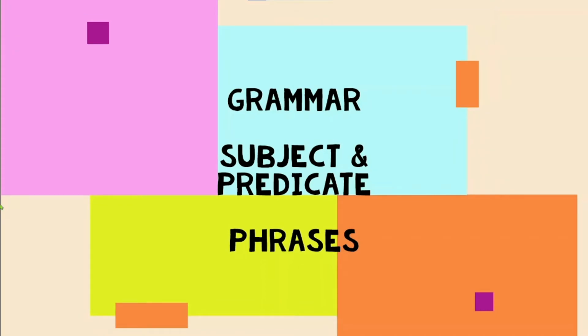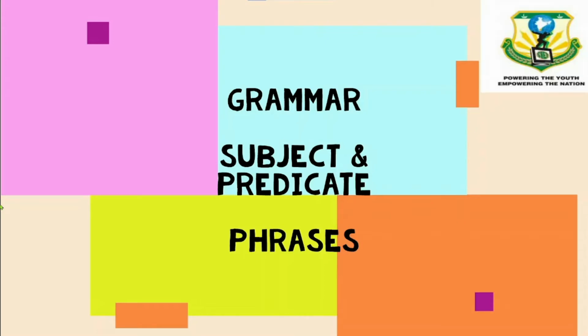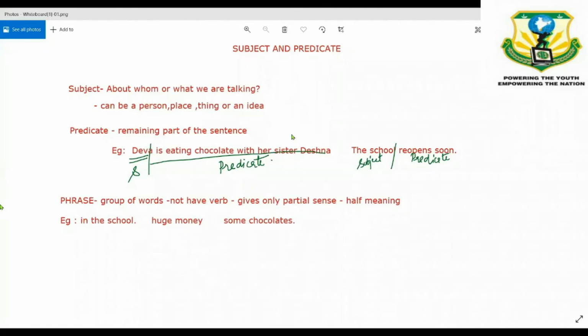Happy students. Today we started an important topic in grammar, which is subject, predicate and phrases. And here we go. What is a subject? A subject is about whom or what we are talking. It can be a place, it can be a person, it can be a thing, or it can be an idea. So predicate is the remaining part of the sentence.